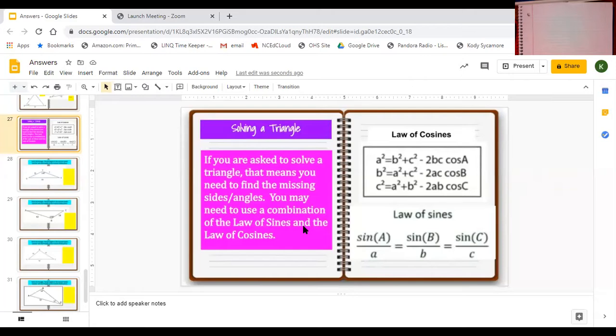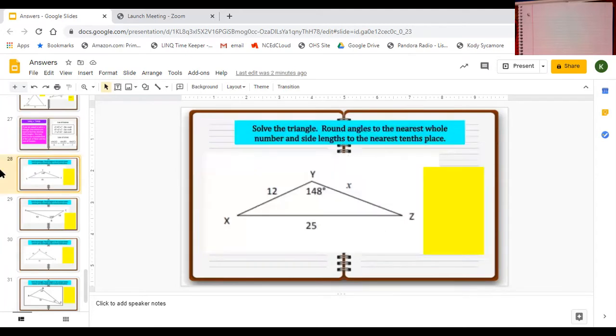To do this, you may need to use any combination of law of sines and cosines. You can also use the idea that there's 180 degrees in the triangle. So once you know two angles, you can subtract and find the third one. On slide 27, here's the law of cosines and law of sines again. So we're just going to do a few examples.